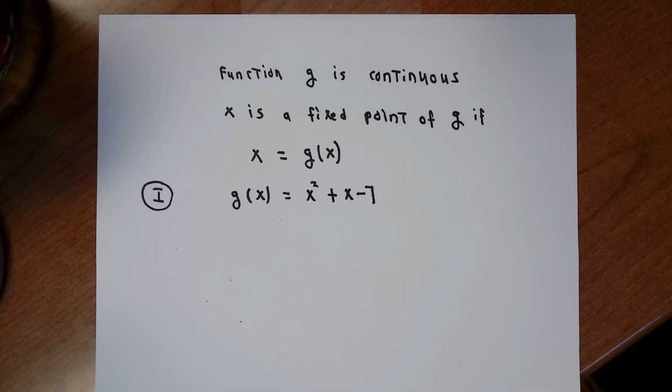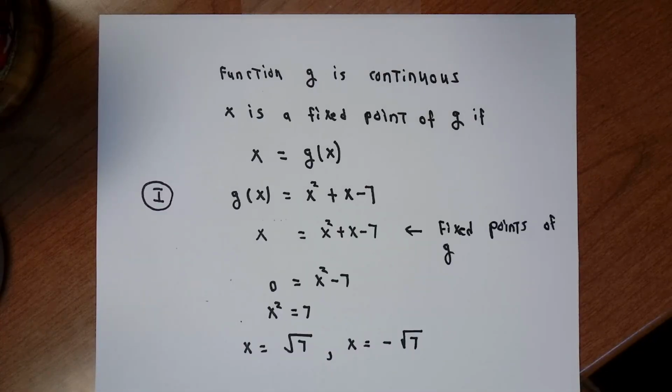Firstly, g of x is x squared plus x minus 7. If there were a fixed point for this function, when I calculate the g of x, I would have to get x back for an answer. If that were to happen, it's very easy to figure out what x's we must be looking at. X is either the principal square root of 7 or the negative of that quantity.